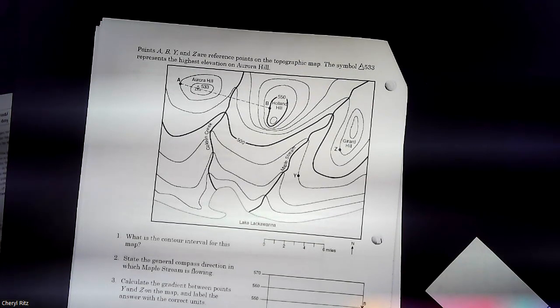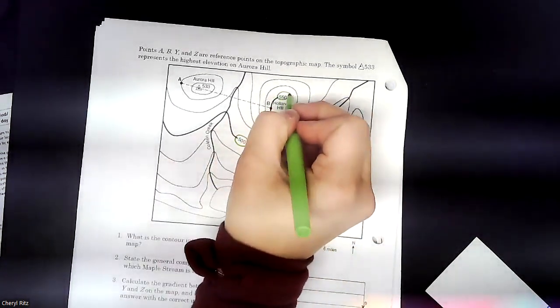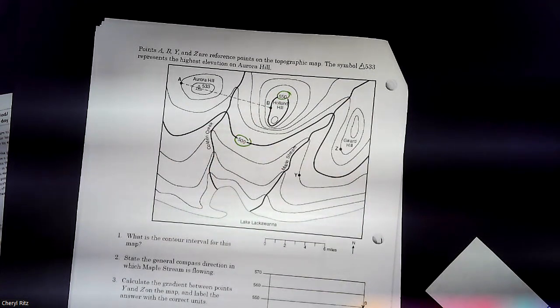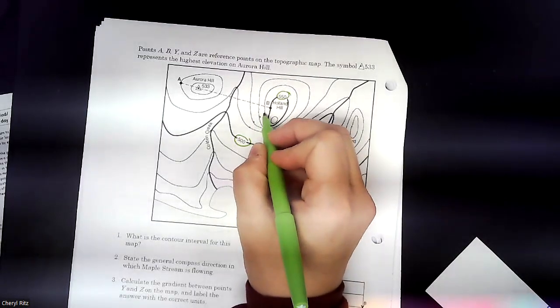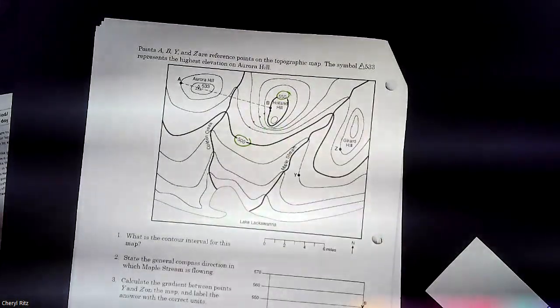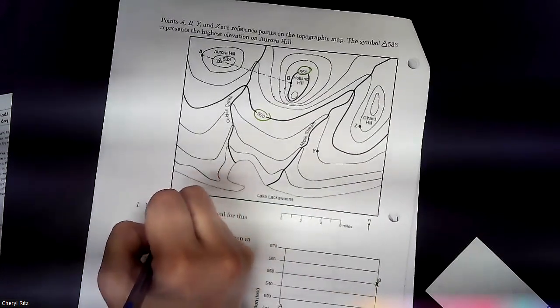The only thing to do is there are 2 that are labeled. 500's labeled, 550's labeled. The only 2 that are labeled. So how do we get from 500 to 550? 510, 520, 530, 540, 550. So for question 1, to answer that, it's 10.